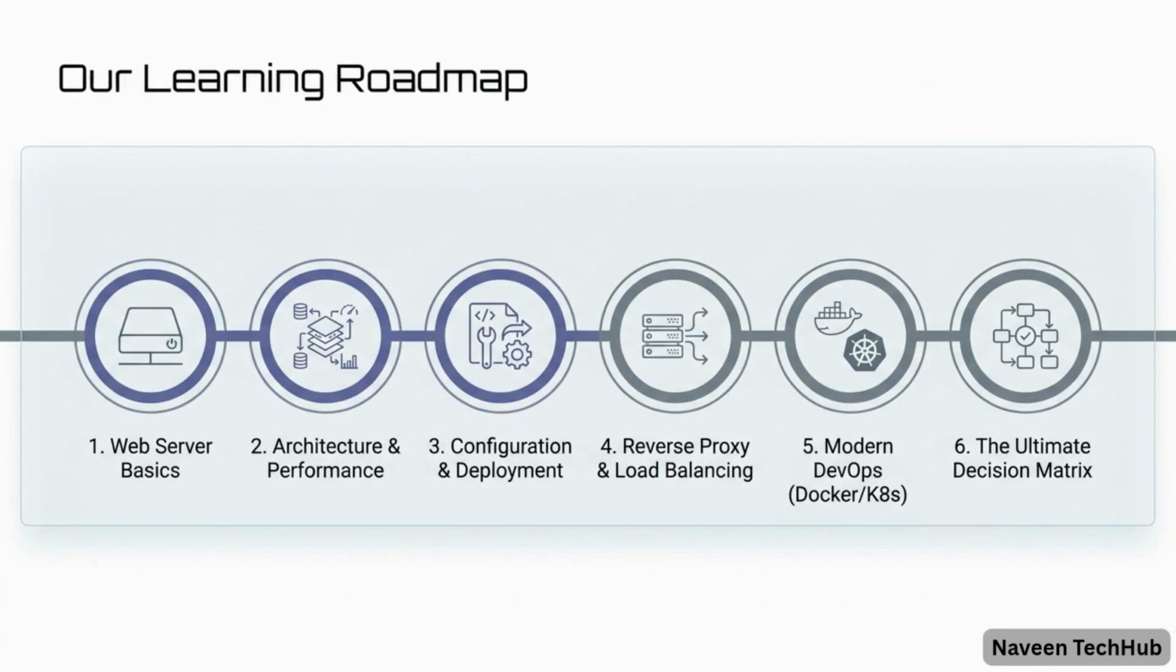Here is our roadmap. First, we'll understand what a web server actually does. Then, we'll compare the internal architecture of Apache and NGINX. After that, we'll look at configuration, deployment, reverse proxy, load balancing, SSL termination, performance optimization, Docker, and Kubernetes. Finally, we'll create a practical decision matrix. So think of this video as a journey from browser request all the way to production infrastructure.